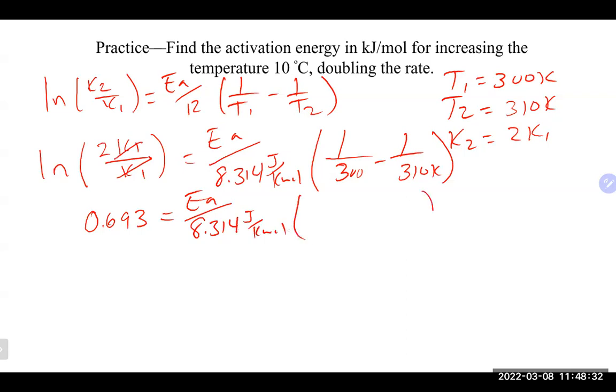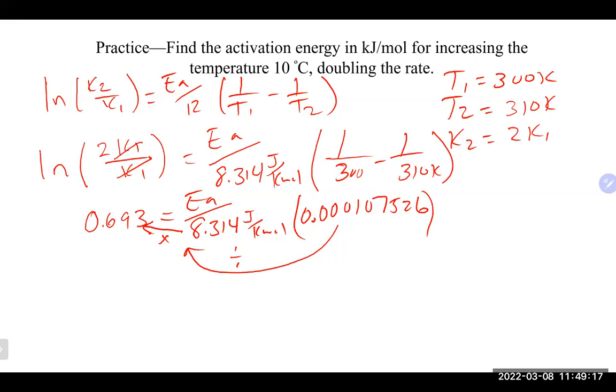And if we clean up what's in the parentheses, we have 1 divided by 300 minus 1 divided by 310. It gets us something like 0.00010756. Math-wise, I'm going to multiply this to that side, and then come back and divide by that, right? So we're going to multiply, then divide. So let's do that. We will end up with the natural log of 2, 0.693, times 8.314.